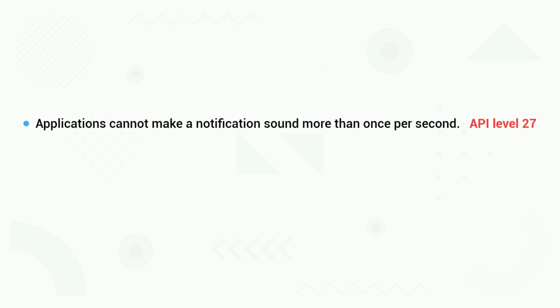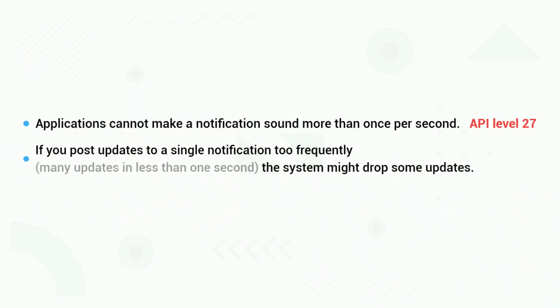Also, Android applies a rate limit when updating a notification. So if you're trying to post updates to a single notification too frequently, for example, many updates in less than a second, then the Android system might drop some of those updates. So you do need to take that into consideration when working on your project.